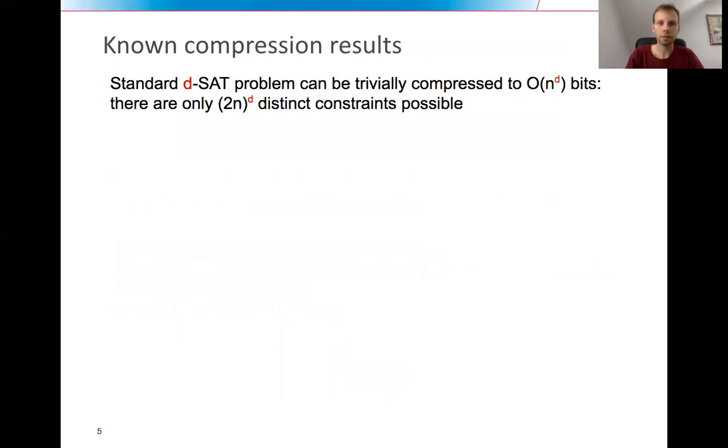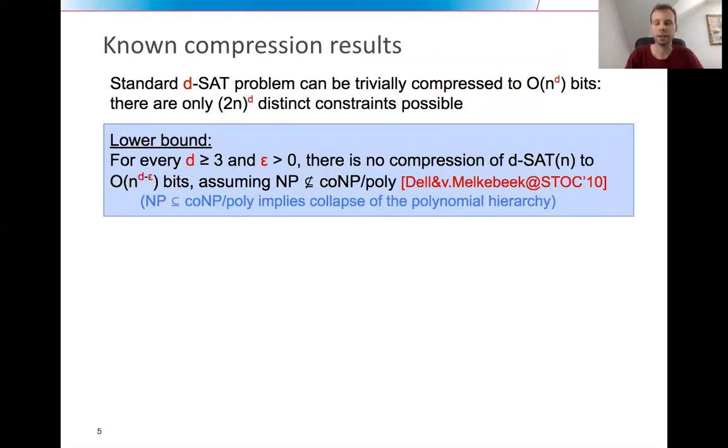There are some known results on the compressibility of CSP. First observe that the d-SAT problem can be trivially compressed to n to the power of d bits, because there are essentially n to the power of d tuples and that many possible distinct constraints. It is less trivial to see that one cannot get any better compression. There is a lower bound saying that for every d-SAT, for d at least 3, if we could improve this compression bound just a little, this would imply that NP is contained in coNP/poly, which would imply collapse of the polynomial hierarchy. The assumption that NP is not contained in coNP/poly is now a standard assumption in the compression theory.